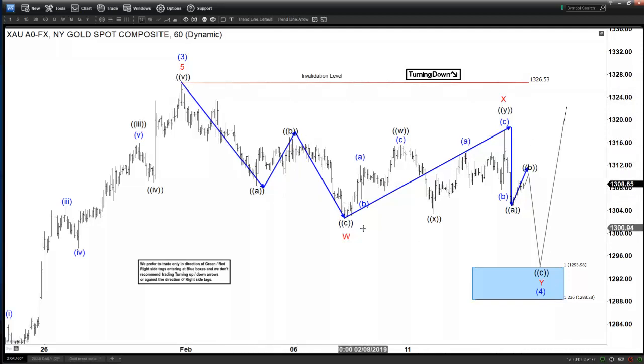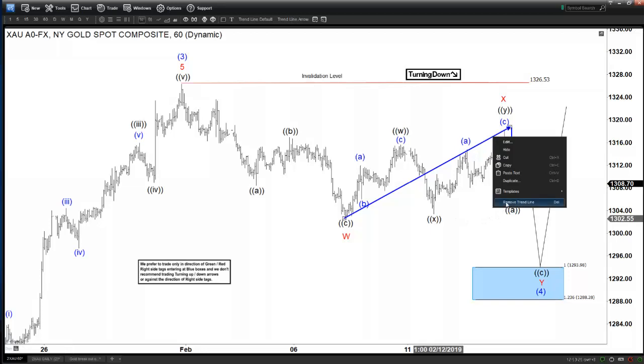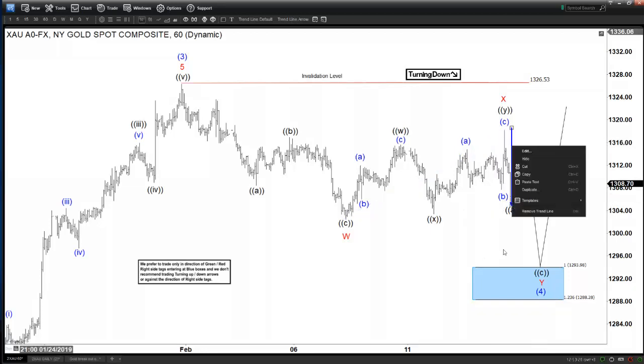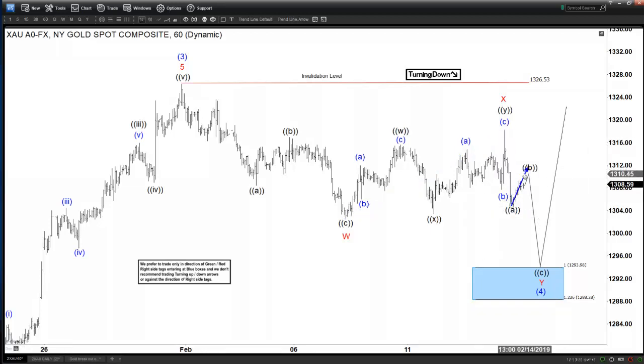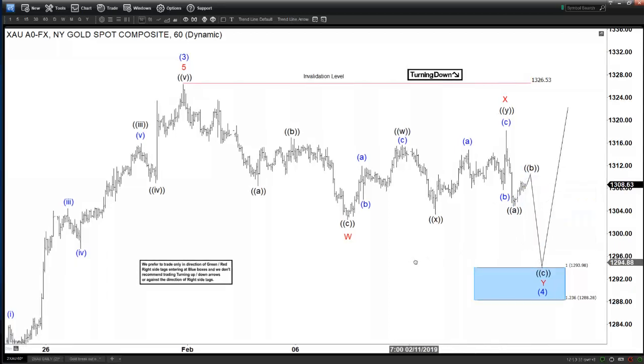So a double correction or double 3 is called double zigzag sometimes, but only if both legs are zigzags. But both legs do not necessarily have to be zigzags, right? It can be a flat, it can be another WXY in the lower degree, or it can be a triangle and other things. So a double correction is a better term in this regard.